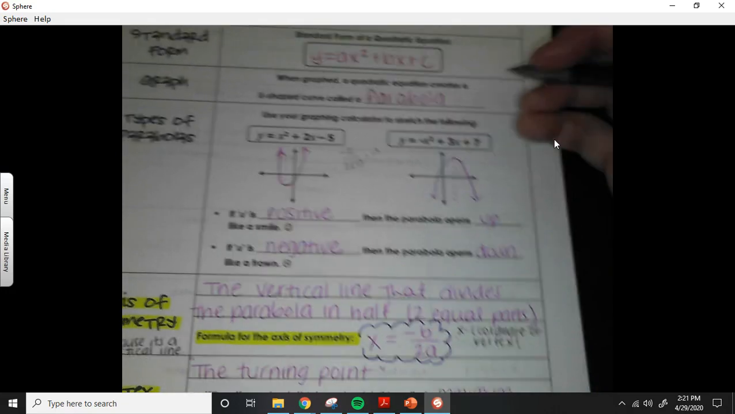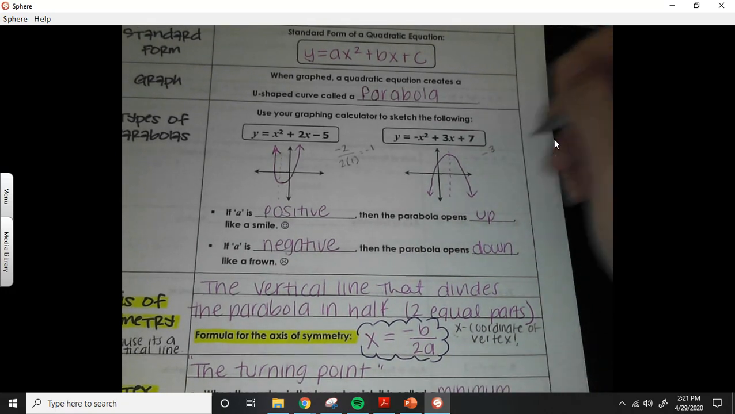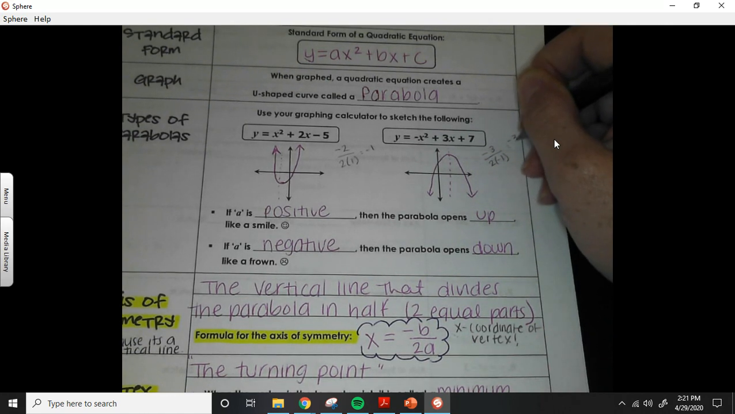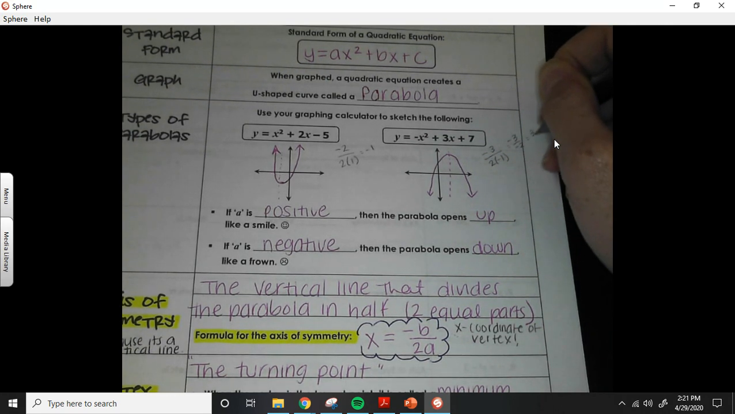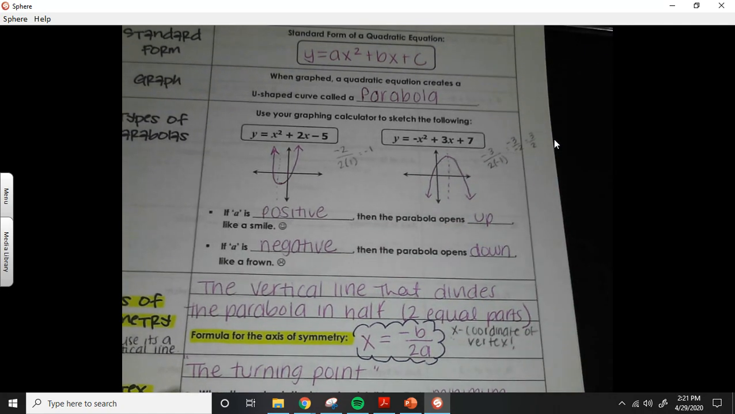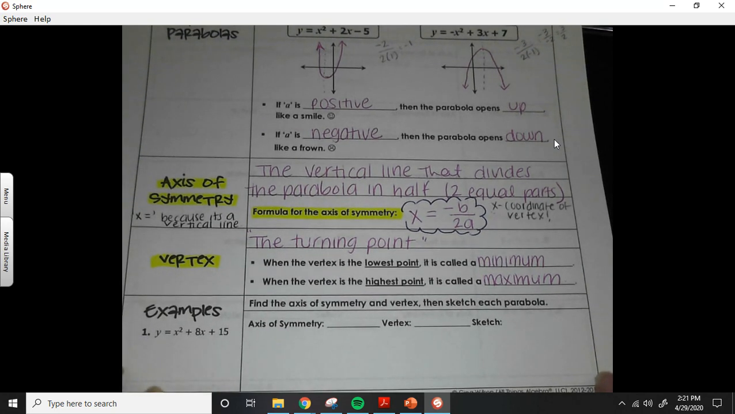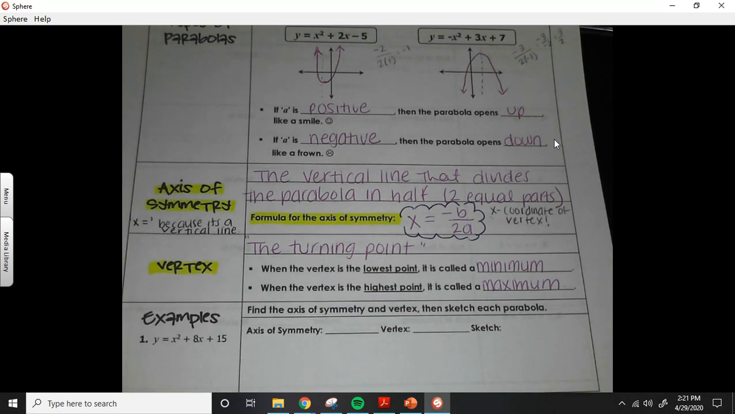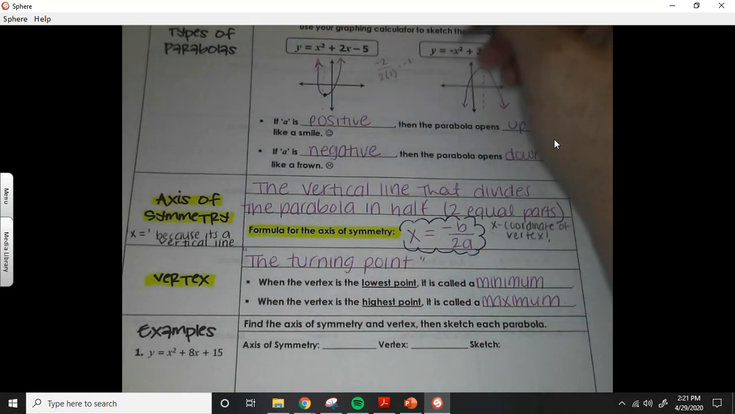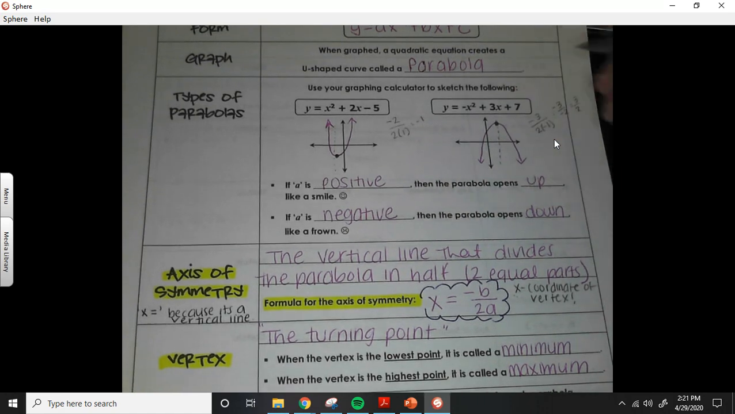In this one, it would be negative b, so negative 3 over 2 times negative 1, which would be negative 3 over negative 2, which would be a positive 3 over 2, which is why this one is over here on the positive 1.5 side. So the axis of symmetry is where your vertical line is. It tells you kind of where your parabola starts. And then the vertex would be like this point right here or this point right here.